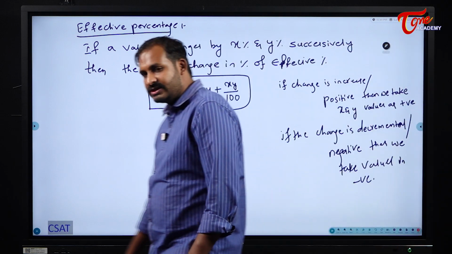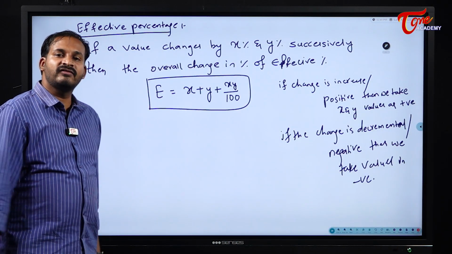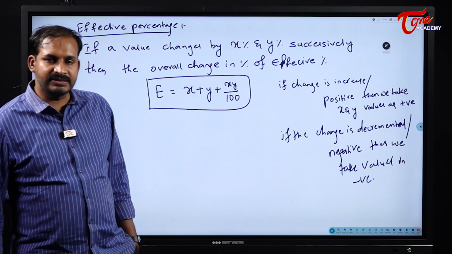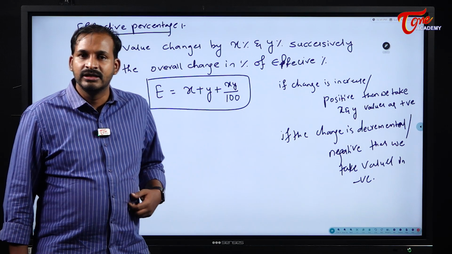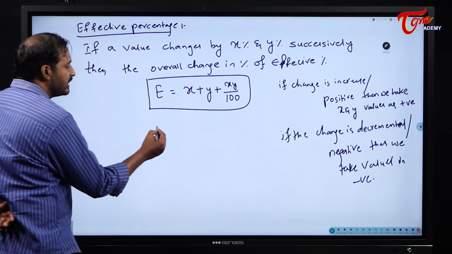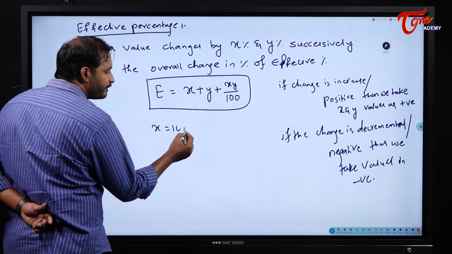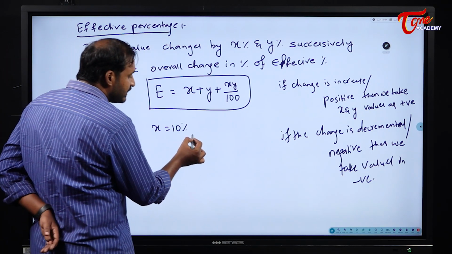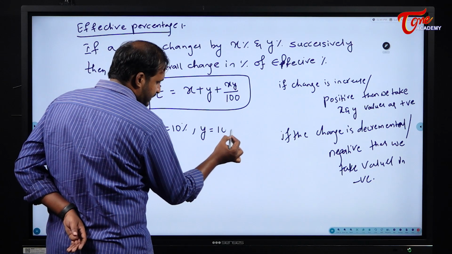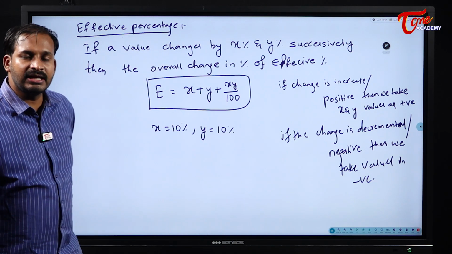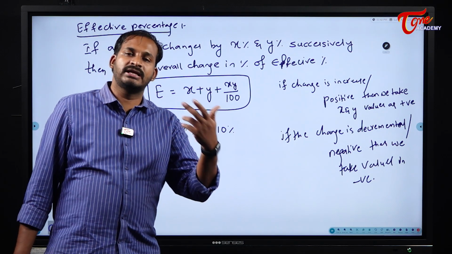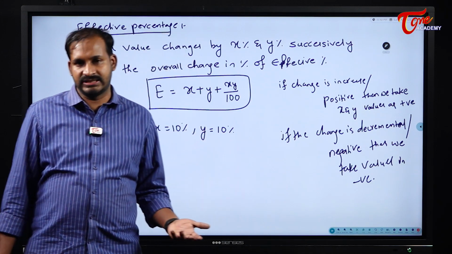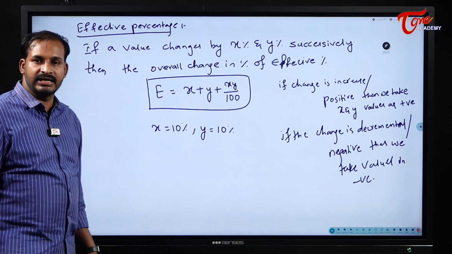See here, in this case the salary of the person was increased by 10% and 10% successively. Both are increases, right? So I will take the X value as 10, and similarly the Y value also as 10%. Why? Because both are increasing. The salary of the person was increased by 10% and 10% successively.